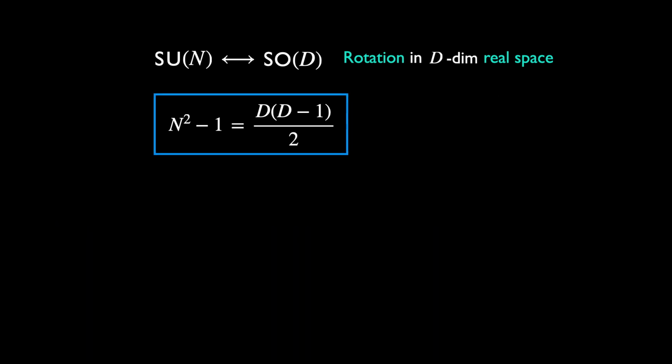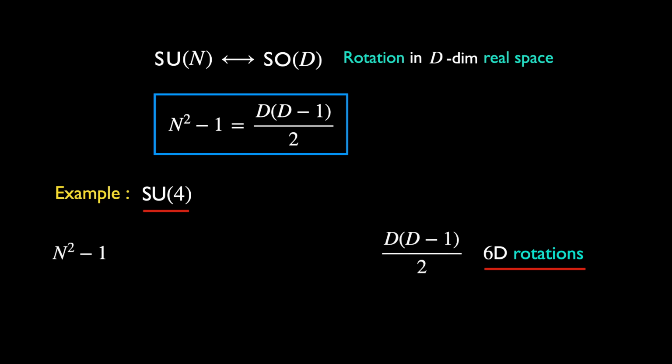This equation helps us find the SUNs that exactly correspond to rotations and nothing else. The correspondence between SU2 and 3D rotations is a special case. The next simplest example is SU4, which represents 6D rotations. We can verify that the equation above is also satisfied for this case.